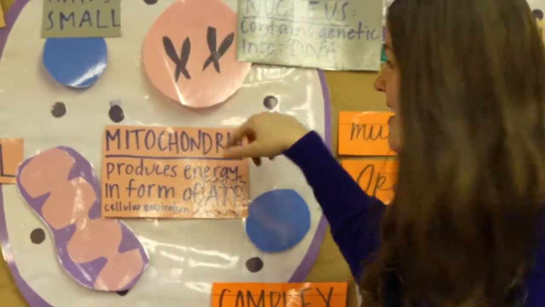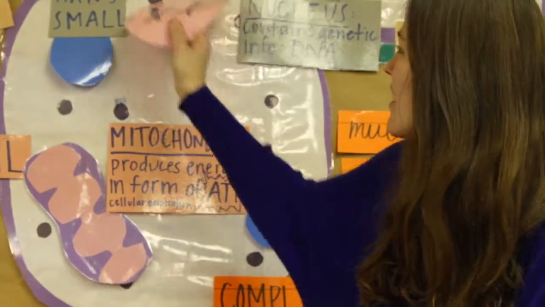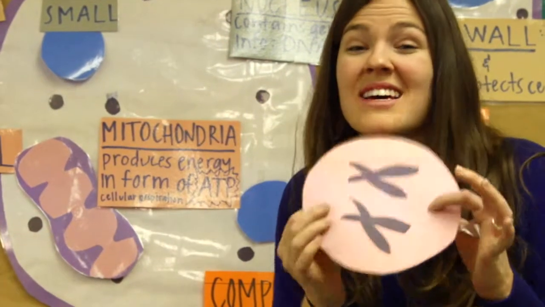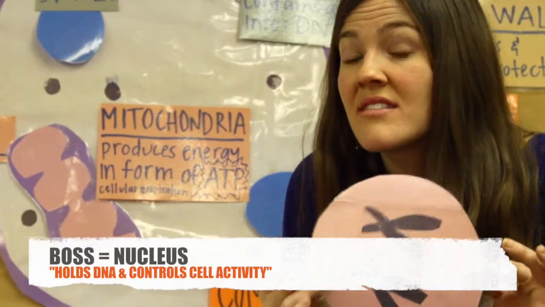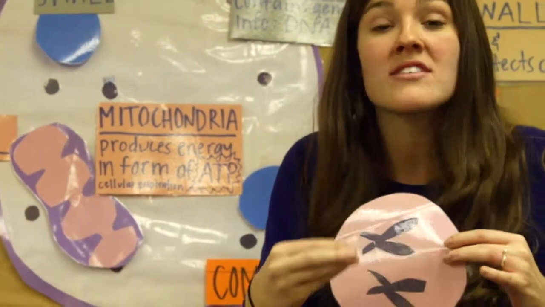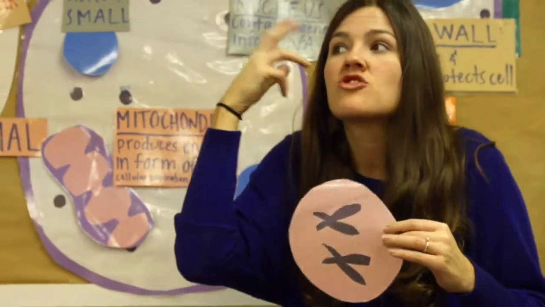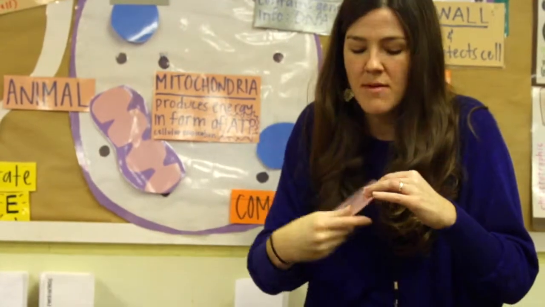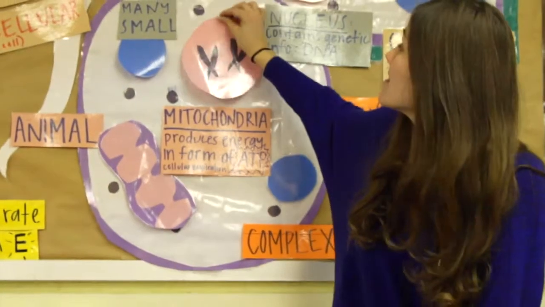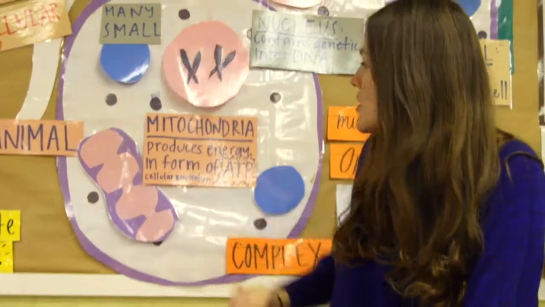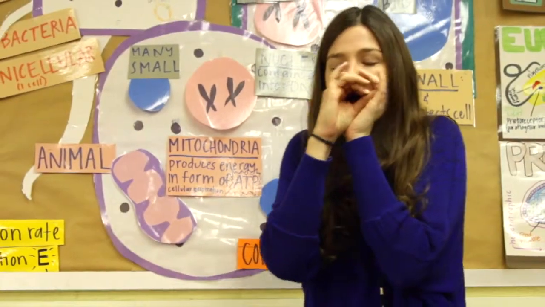But you're dancing and you run into this guy right here. This represents the nucleus. He's like the boss of the cell, because he holds the DNA. The same way the boss of the club holds the instructions for how the club is supposed to be. And that, in a nutshell, is Club Animal Cell.